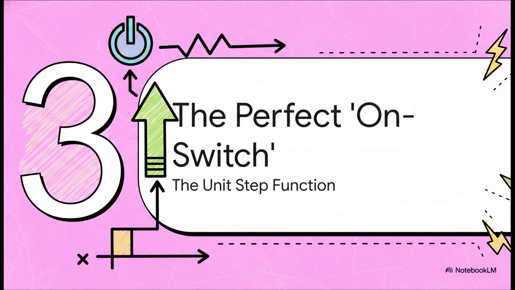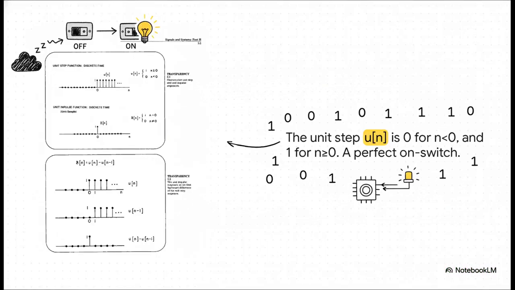All right, so with that key distinction sorted, let's finally meet our first foundational signal. And honestly, it's one of the simplest but most useful ideas in this whole field. Let's call it the perfect on switch. And this is it, the discrete unit step function. We write it as u of n. And it really couldn't be any simpler. For all of time before 0, its value is just 0, nothing. Then, bam, at time n equals 0, it instantly flips on to 1. And it just stays there, forever. It's the most basic way you can possibly model something turning on and staying on.